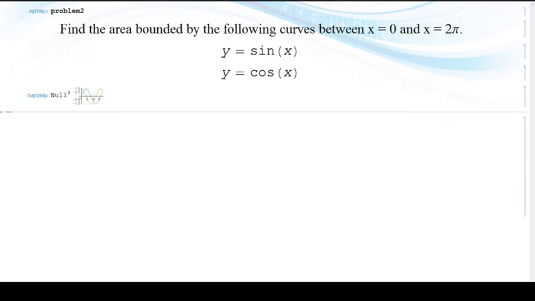Problem 2. So we're going to find the area bounded by the following curves between x equals 0 and x equals 2 pi.